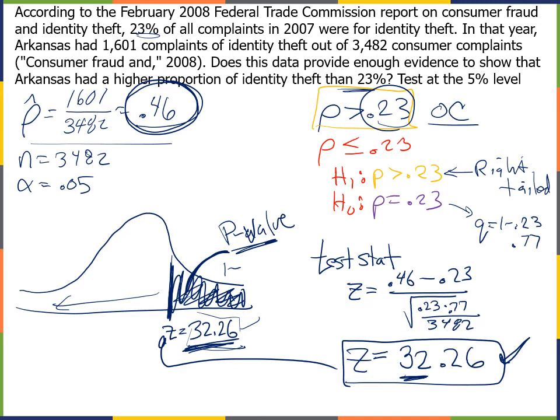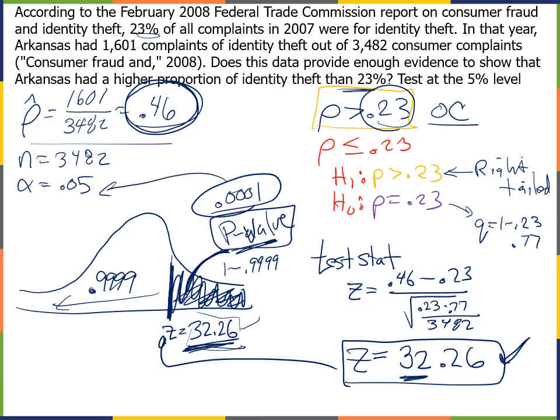You should know it only goes up to 3.5. And anything bigger than 3.5, it says the area to the left is going to be 0.9999. So this is going to be 1 minus 0.9999. So the p-value here is 0.0001. That's our p-value. And so what we have to do is compare our p-value to our alpha. That's how the p-value method works.